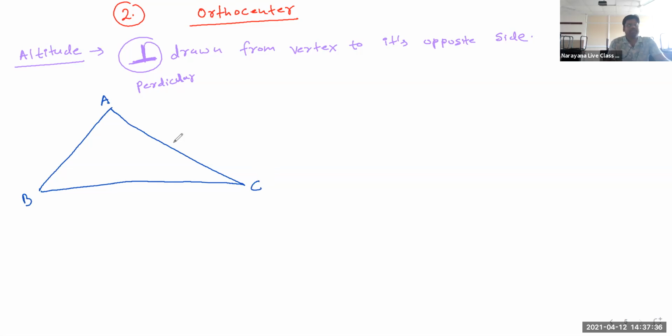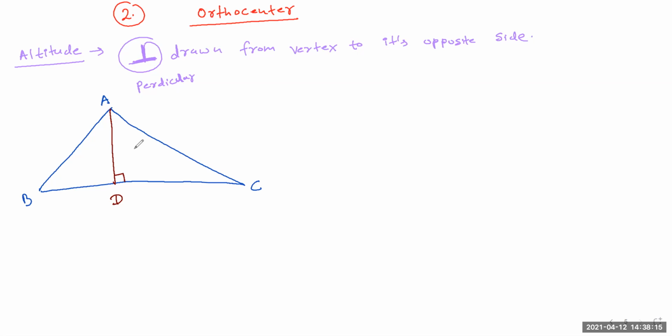Okay, so ABC is a triangle. If you drop a perpendicular from vertex A to its opposite side BC, you are dropping a perpendicular from vertex A to line BC. Let's say this is point D. So AD is the perpendicular. Is the point D the midpoint of BC?